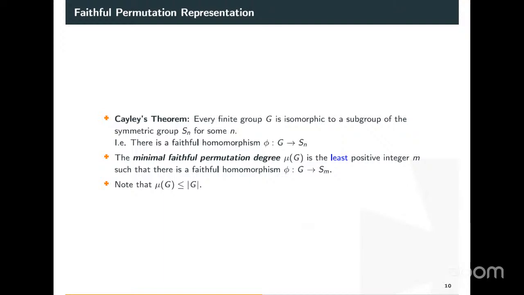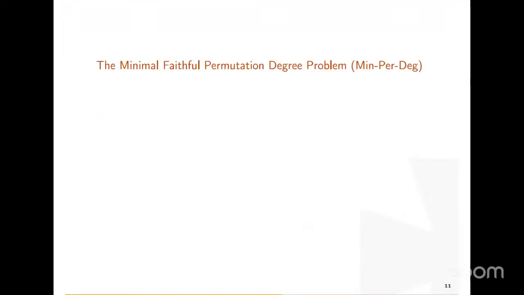And it is easy to see that mu(G) is bounded by the order of G. Okay, so the problem we defined is as follows. It is called the minimum faithful permutation degree problem, or in short, MinPerDeg. Here the group G is given by a permutation group representation, so we have a generating set T, and we want to find mu(G).